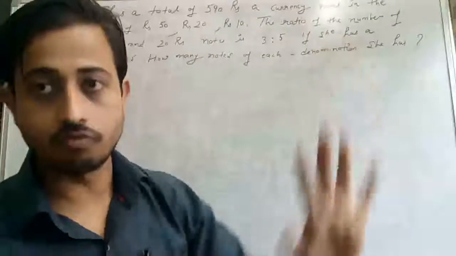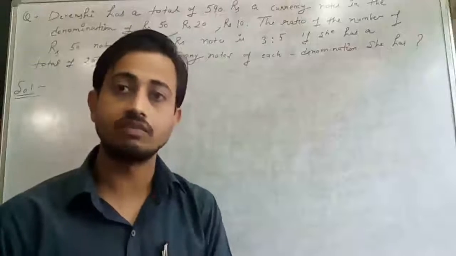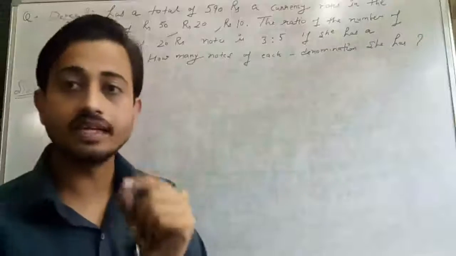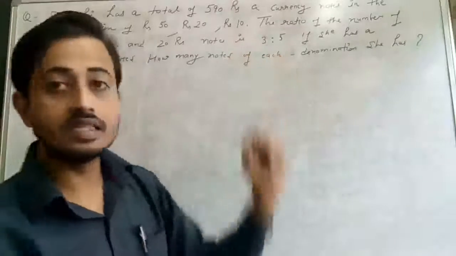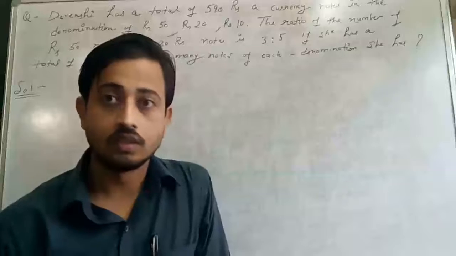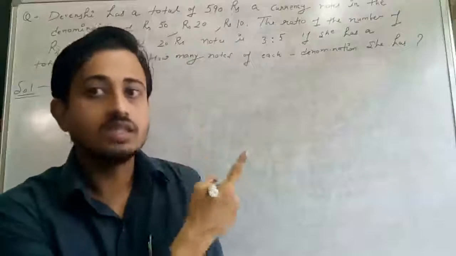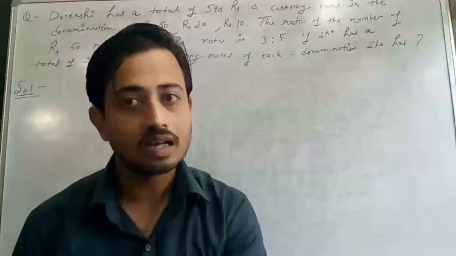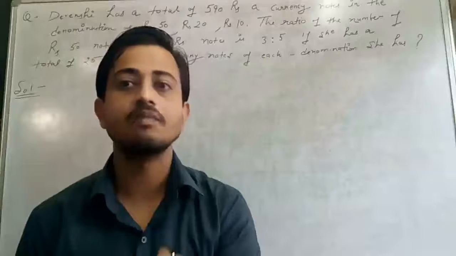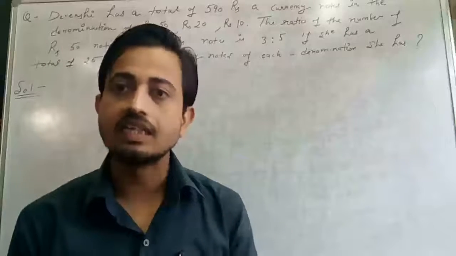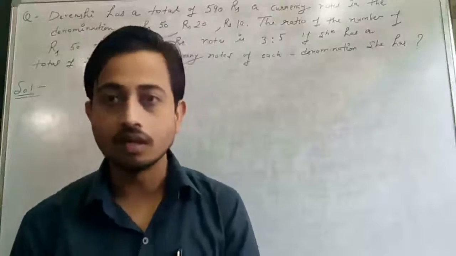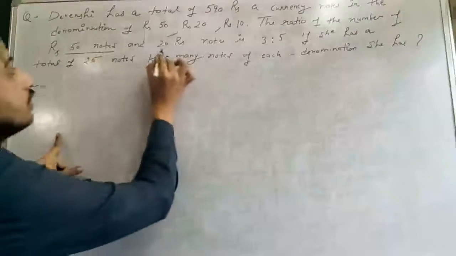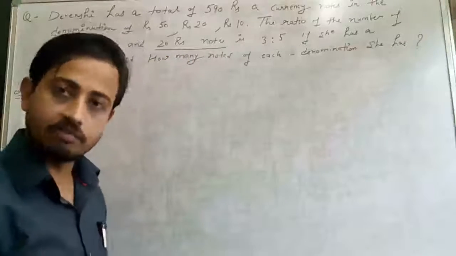Now the ratio of, here again the same question, we have been given the ratio of 50 rupees notes and 20 rupees notes is 3:5. So again, the question is based on ratio. So you have to take some assumption. So let me take our number of notes, because the number of notes is of 50 rupees and 20 rupees.